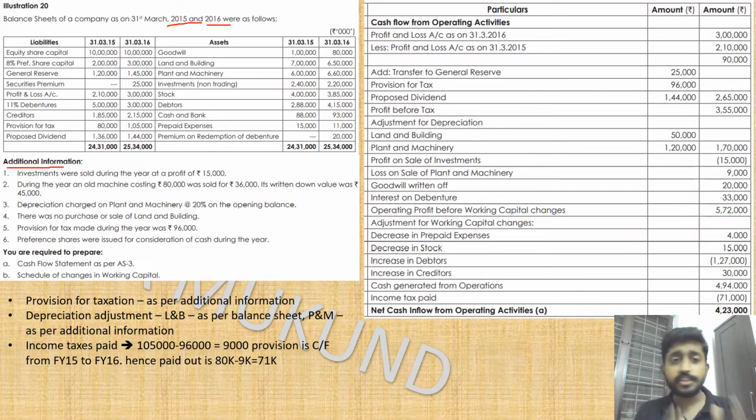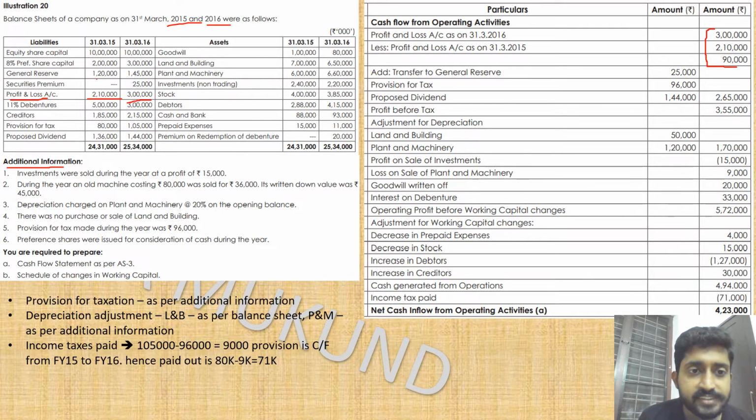As discussed, no P&L is given here either. This is also an indirect method, and the indirect method will start from the income generated for the current year. So how to find the income generated for the current year? Current year P&L balance minus previous year P&L balance. Come to the balance sheet, P&L is given here. So P&L 3 lakh minus 2 lakh 10,000 is 90,000. This is the first step of the cash flow statement. It is the net income generated for the year.